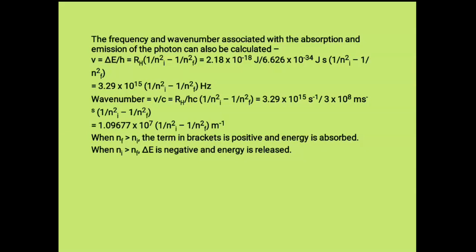second or hertz. Similarly, wave number can also be calculated using the formula 1.09677 into 10 raised to the power 7 (1 upon Ni square minus 1 upon Nf square) meter inverse, where when Nf is greater than Ni, the term in the bracket is positive and energy is absorbed. But when Ni is greater than Nf, delta E will come out to be negative and energy is released.